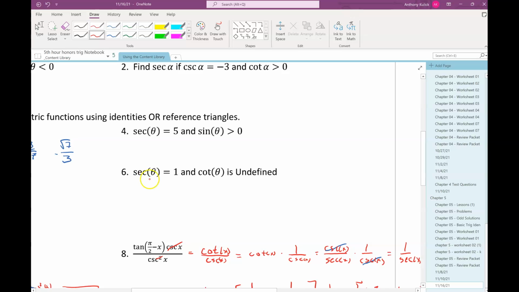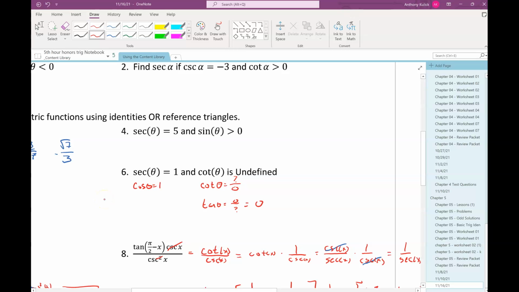So secant theta is 1. I know immediately its reciprocal is also 1, right? Cotangent being undefined. When something is undefined, you have something divided by 0, right? So that tells me that tangent is going to be 0 over something. Well, that's just 0, right? Okay.